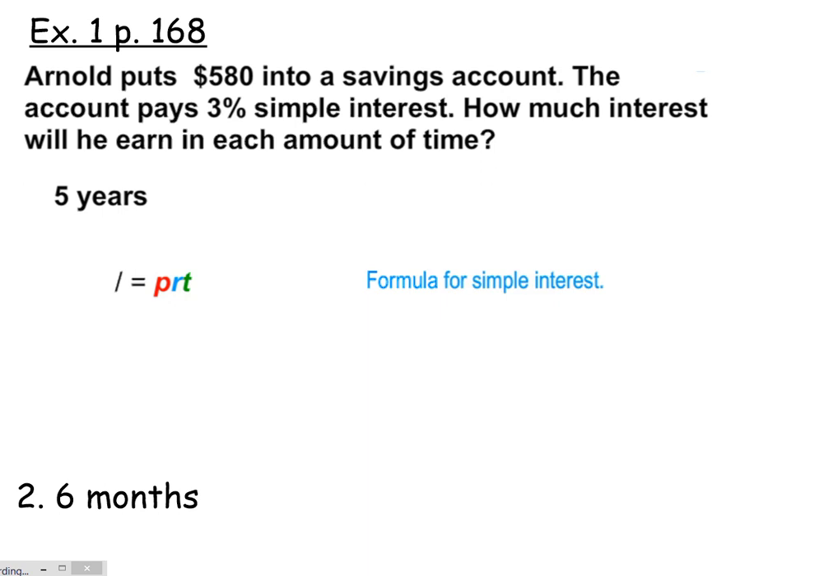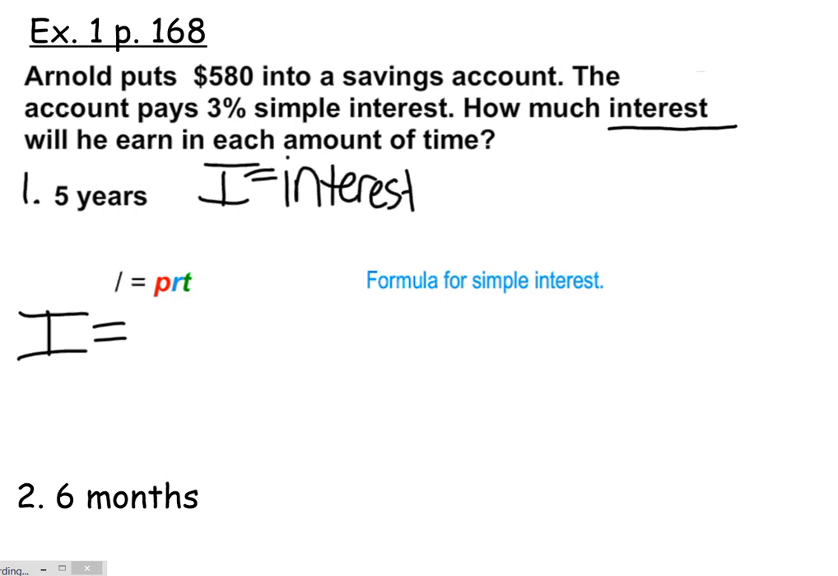Number 1 on page 168 says Arnold puts $580 into a savings account. The account pays 3% simple interest. How much interest will he earn in each amount of time? So we have 2 times here. The first one is 5 years. The question is asking how much interest will he earn? So we are going to be trying to solve for I. I represents the interest earned for this example.